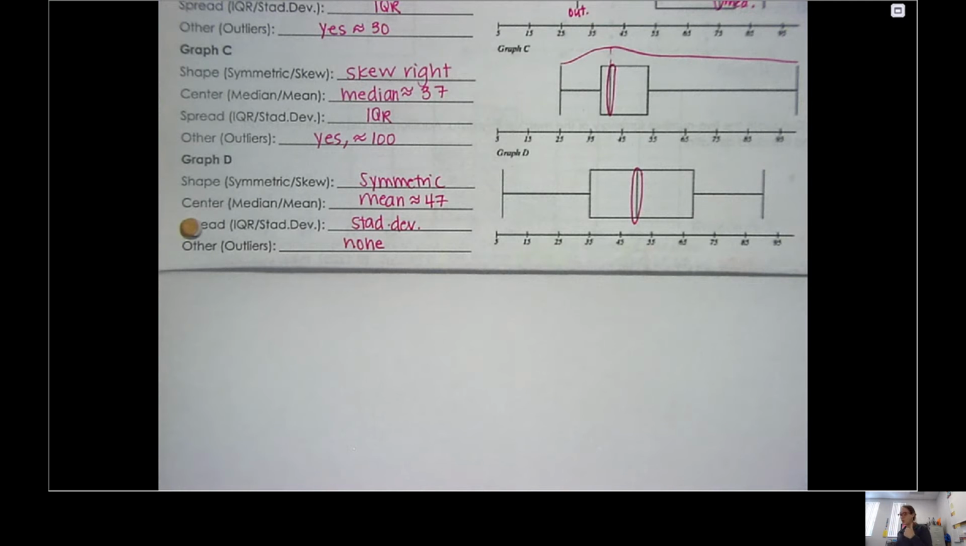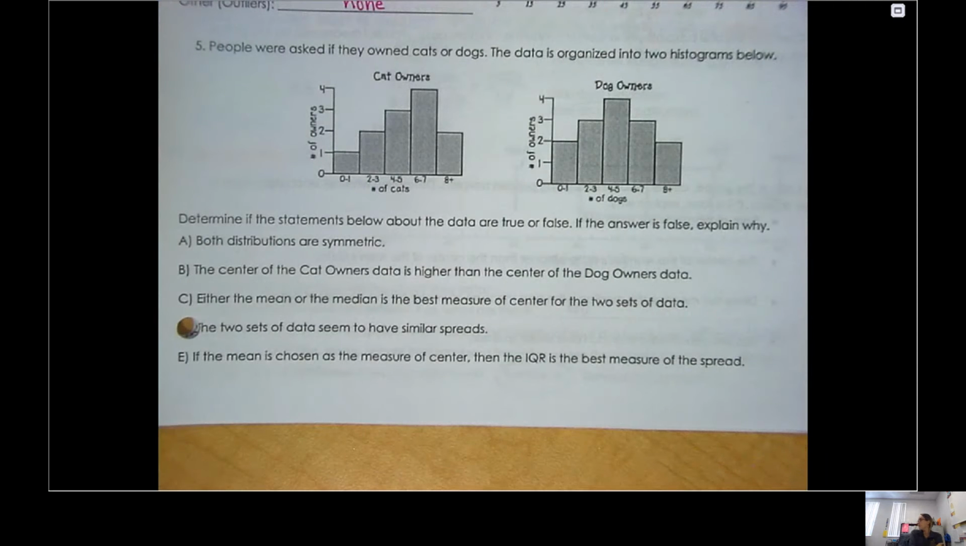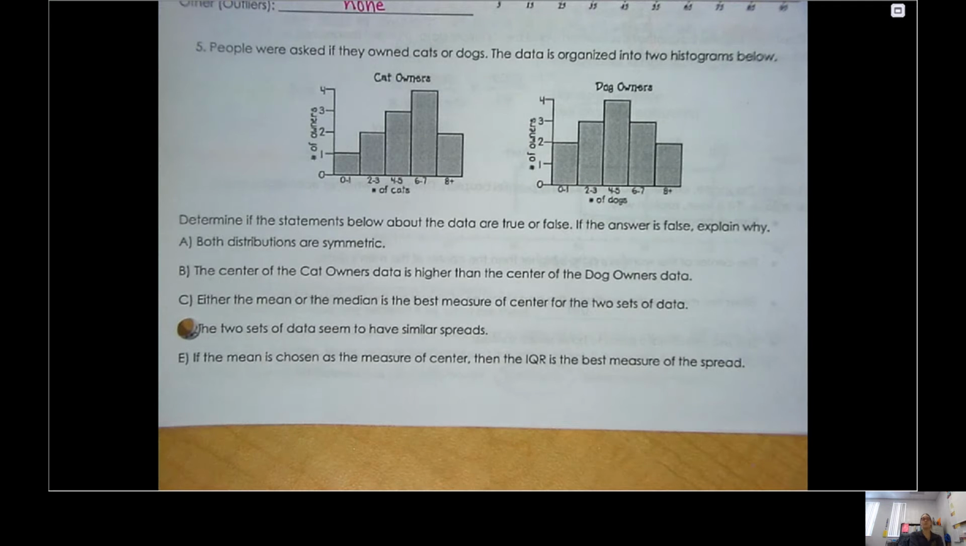All right. Questions so far on those 4 graphs? Do you think if I gave you a graph like that, if you had this paper in front of you, you'd be able to answer those questions? Yeah. Okay. Now, number 5. No outliers because it's symmetric.